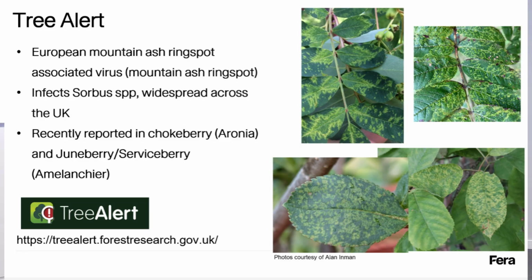More recently, for our work on this project looking at viruses in trees, through a volunteer, we've also reported this virus on chokeberry and juneberry for the first time in the UK. So you can see this work is really helping us understand not just the distribution of the virus, but its host range. And if you are about and you see some ring spots on trees, you can report them to Tree Alert through Forest Research. Again, that can help us understand this viral distribution.